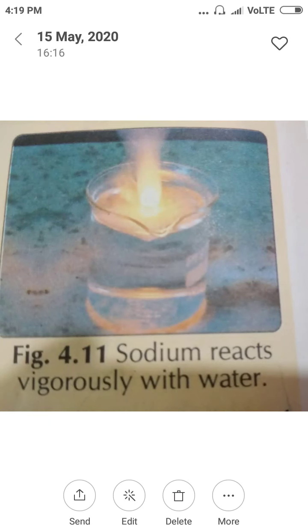Praveen. Today's topic is reaction with water. Metals react with water and displace hydrogen from water to form metal hydroxide, metal oxide, and hydrogen gas. Some metals react with cold water, some with hot water, and some others with steam.